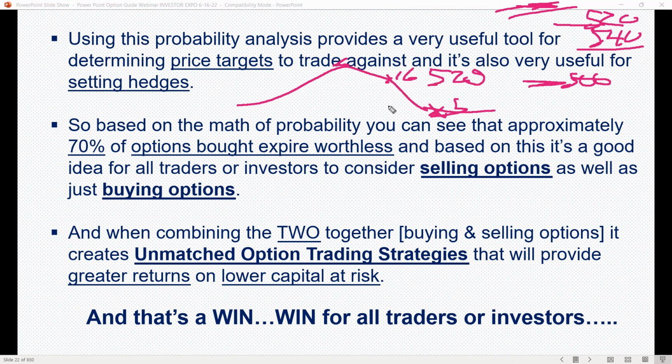So you can see that, based on the math of probabilities, theoretically about 70% of options that are bought, especially if you're buying out of the money options, are going to basically expire worthless. So it's a really good idea for traders or investors to consider selling options just as well as buying options. And it's really easy when you're starting out.